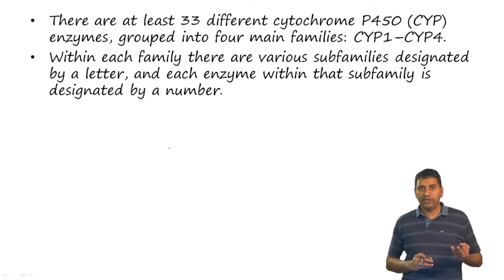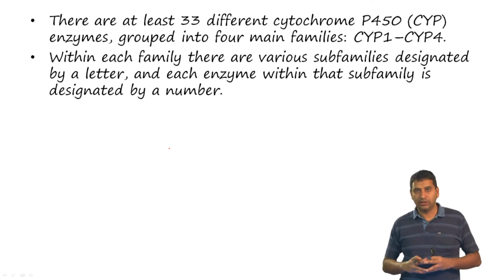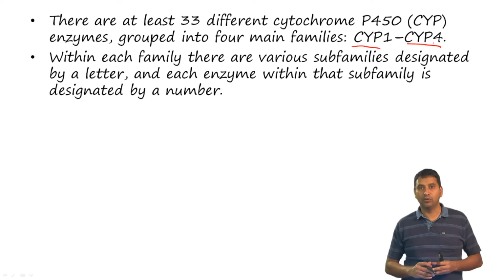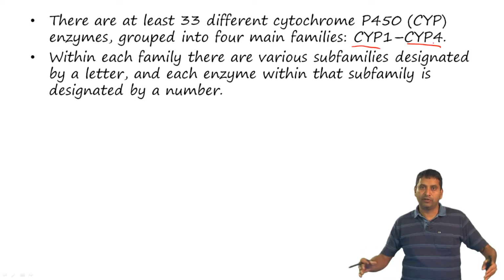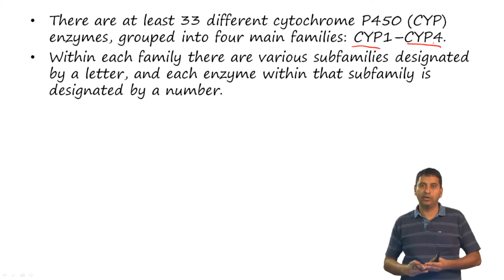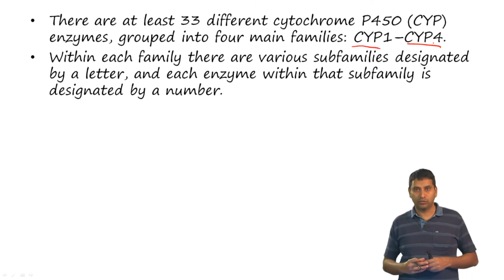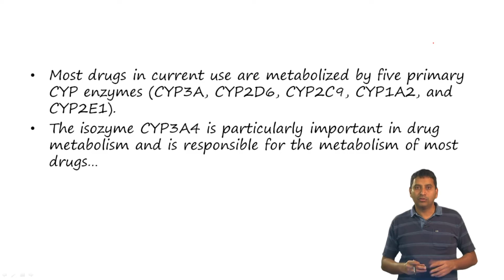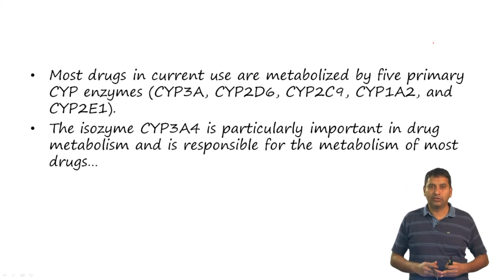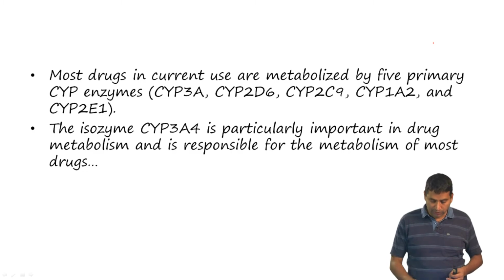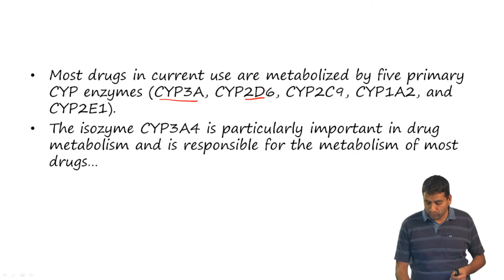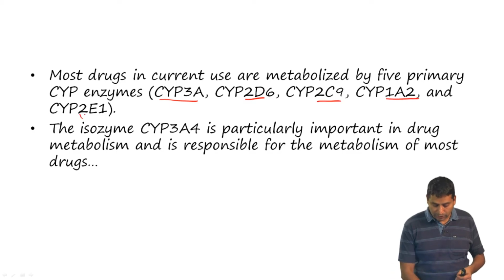Okay. So, there are 33 different types of cytochrome P450 and they are classified into 4 families, that is CYP1 all the way to CYP4, and each of these families is again further divided and designated by letter. So, for example, you can have CYP2A1 or CYP3A4 and so on and so forth. Most drugs currently in use are metabolized by 5 primary enzymes. So, you can bring down that large number down to pretty much 5 numbers. So, that is CYP3A, 2D6, 2C9, 1A2 and 2E1.